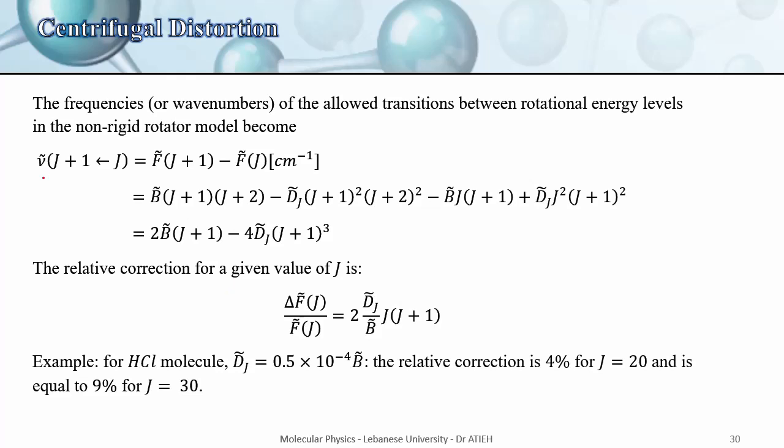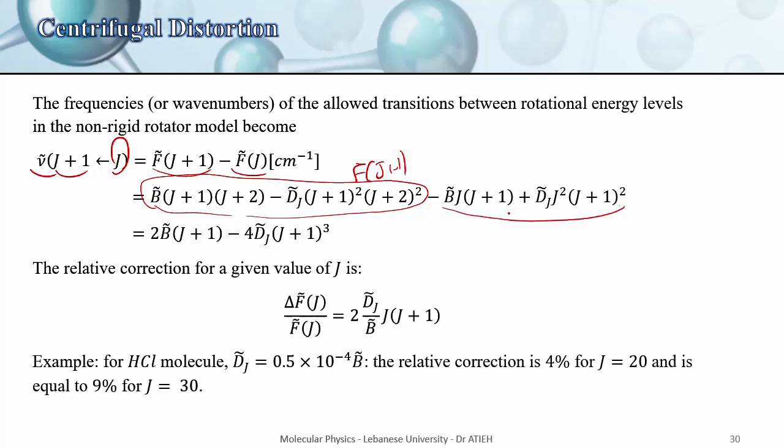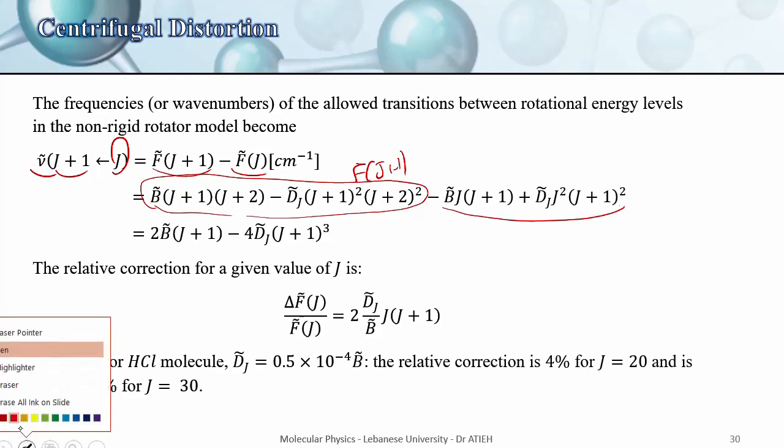As you can see, nu bar, the frequency or wave number of absorption for a transition from the level of quantum number J to the level J plus 1, is equal to F(J+1) minus F(J). F(J) was already shown in the previous slide, so to find F(J+1) we only have to substitute J plus 1 instead of J. So we will get this, which is F(J+1), and this term here corresponds to F(J).